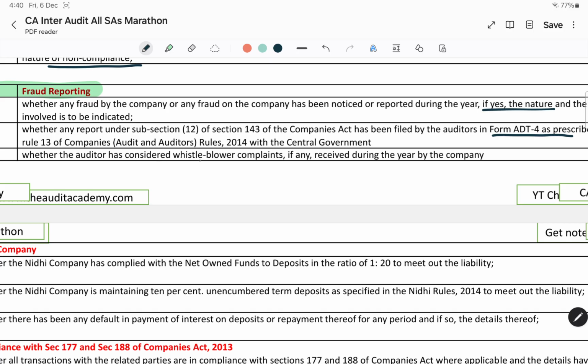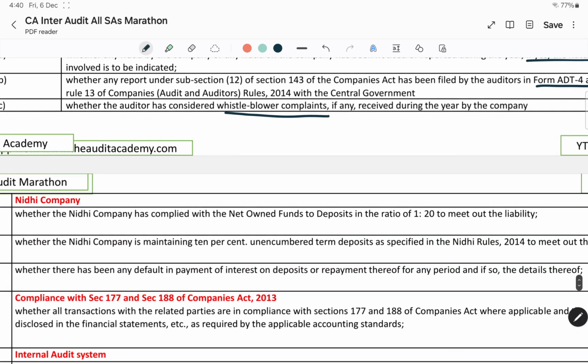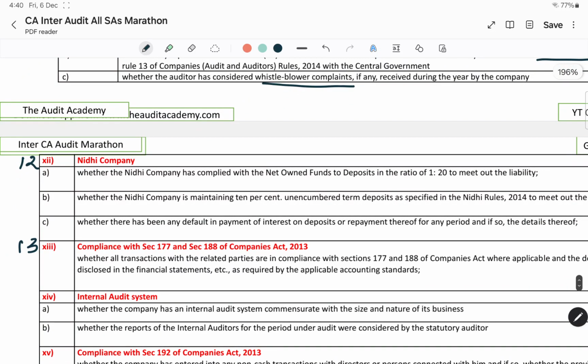Whether the auditor has considered a whistleblower complaint, if any, received during the year by the company.